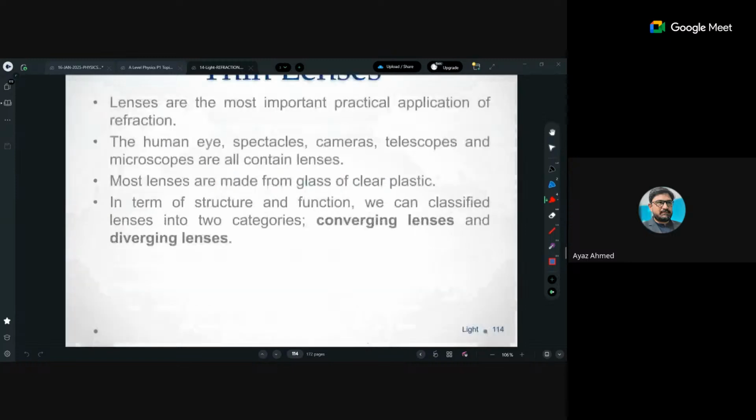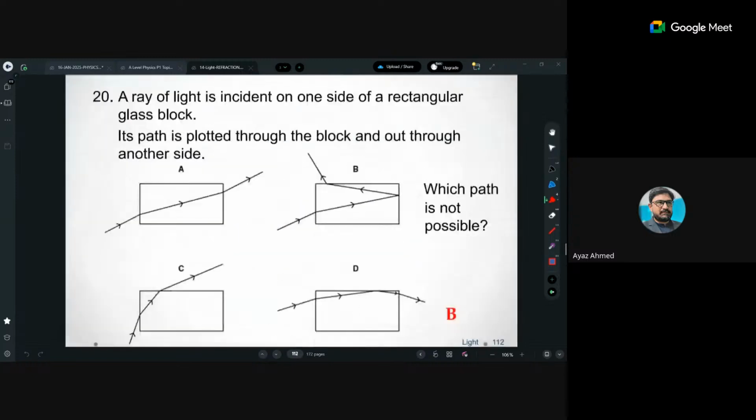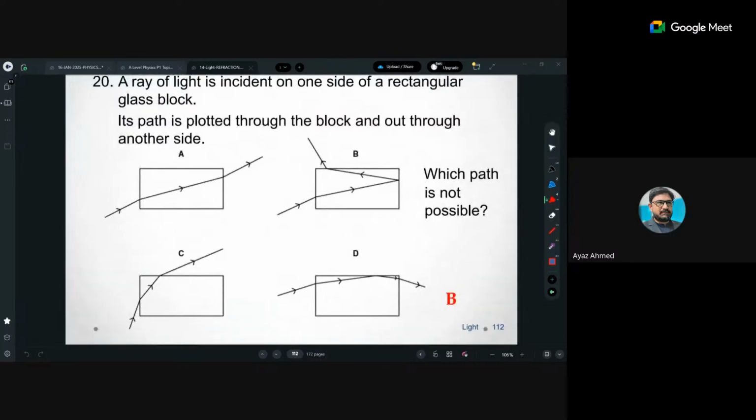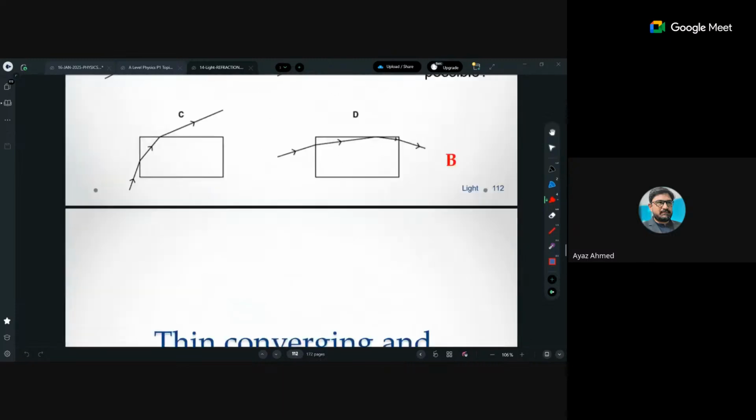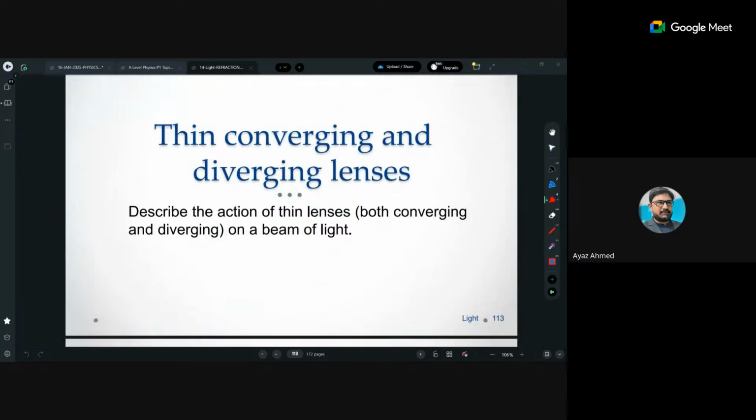Yes, till 112, I have given you the task, right? This was basically that setup. Now here we are going to discuss the thin converging lenses and diverging lenses. Thin means, when you see how we prepare a lens, we have two techniques. One, okay, it will be on the next slide, I will show it from there.